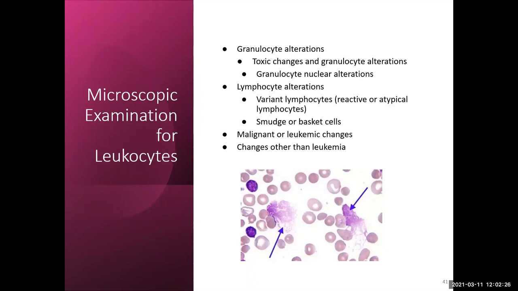And then something that's kind of different to look at is smudge cells. If you see smudge cells, they might look like kind of trash or an artifact to you, but it's actually a cell that has been smudged because it's so delicate when you're making your slide. So it actually looks like it's been kind of smeared on there, and that's indicative of certain leukemias. So you want to be aware of those when you see them and not just skip over them.